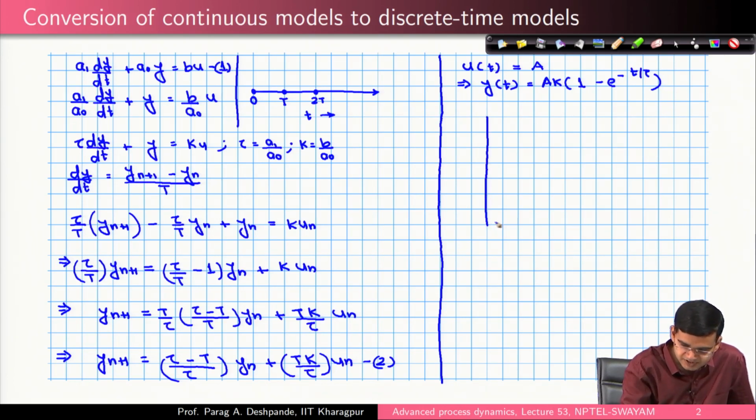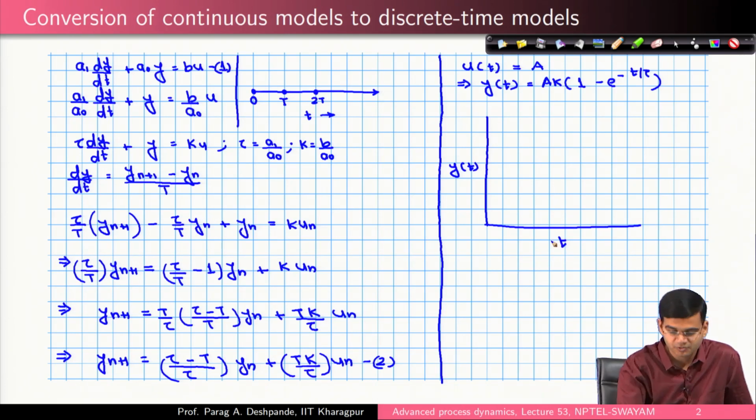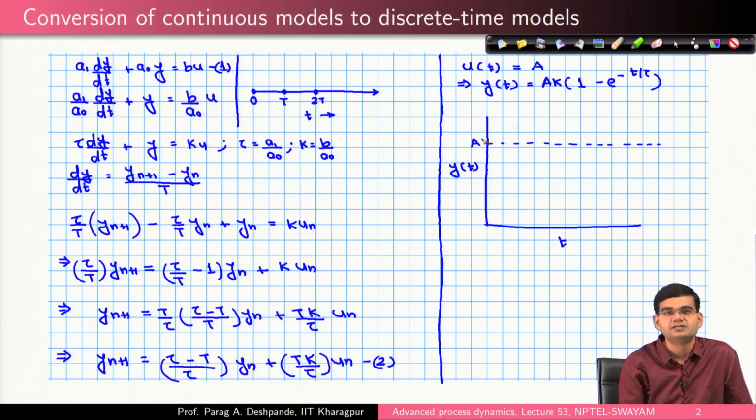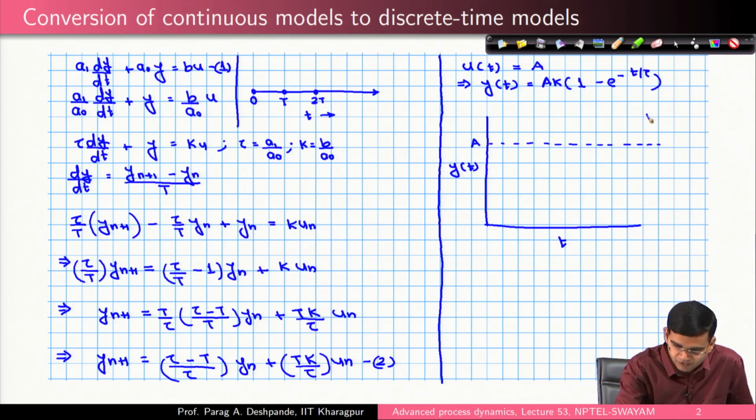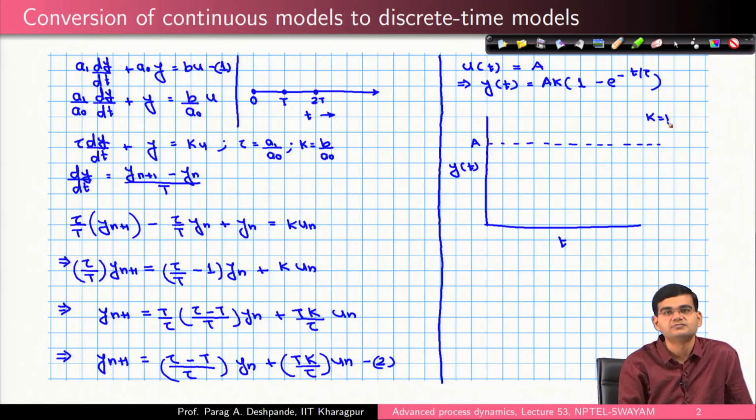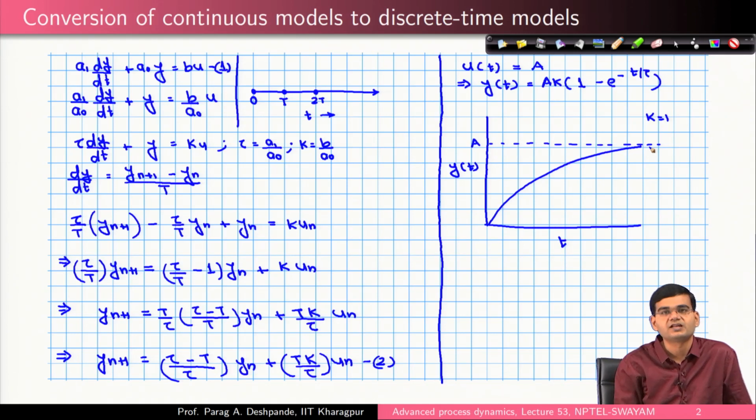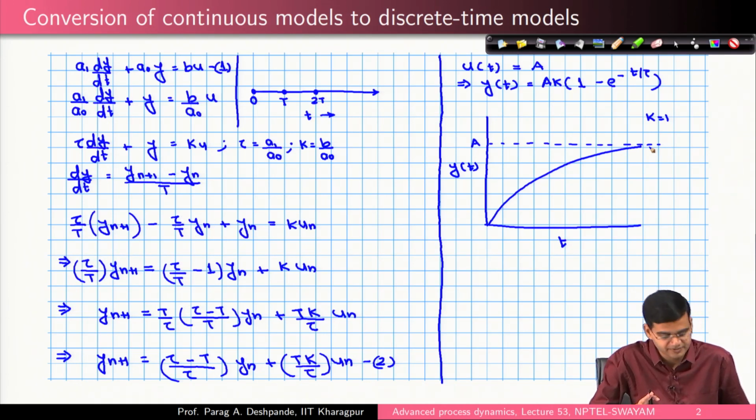So, I have this equation, y of t as a function of t, and what I am going to do is I know that if this is a, then for k is equal to 1, unity gain, my response is going to look something like this. Asymptotically, the response curve will reach a. This is what we solved, and this is for continuous domain.